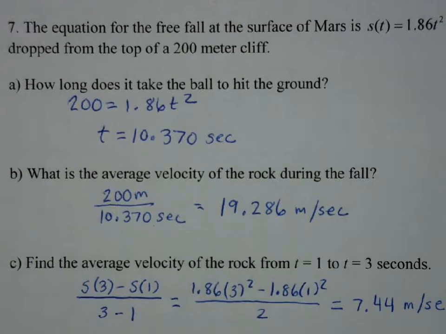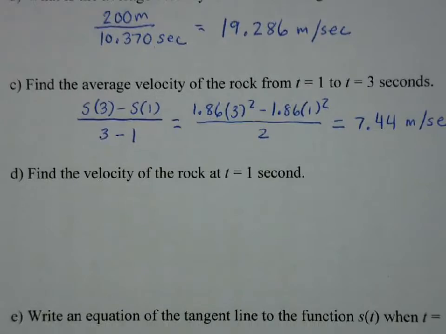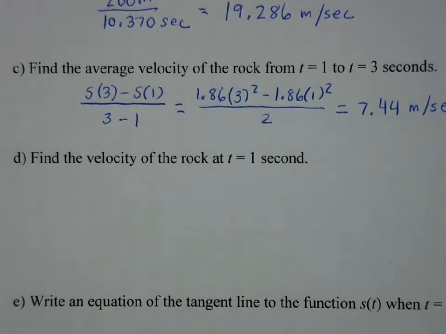Okay, find the velocity of the ball at t equals 1. Okay, so this is asking us to find the instantaneous rate of change at a single location, which means we're going to use the slope of a tangent line formula to find that slope or the rate of change at that instant point. Okay, I'm going to use the first definition.